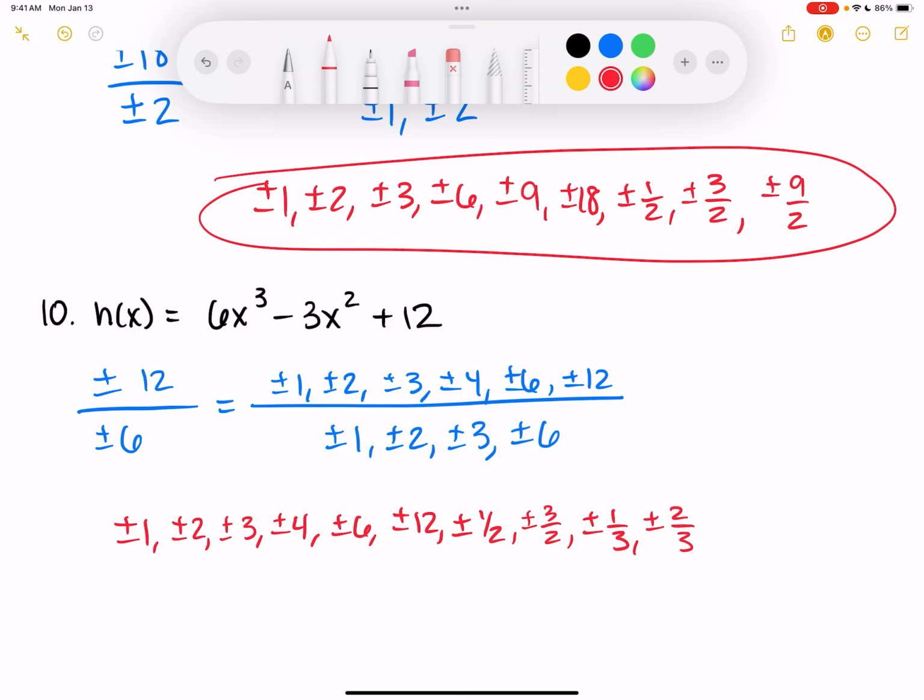3 over 3 I already have. 4 over 3. 6 over 3 I already have. And 12 over 3 I already have.